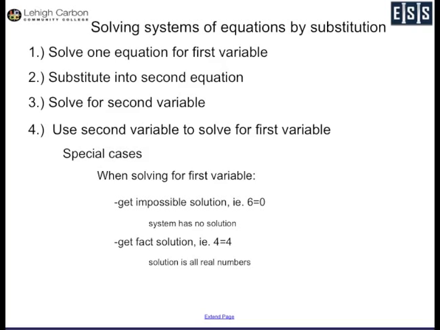Again, we have the same two special cases. We get an impossible solution, something like we end up with 6 equals 0, then we have no solution to our system. Or if we get a fact, like 4 equals 4, then the answer is all real numbers. When we graphed, this was our parallel lines, which are never going to meet, which is why we get something that's false. Or when we had the same line on top of itself, that's like getting 4 equals 4, because that's always true.